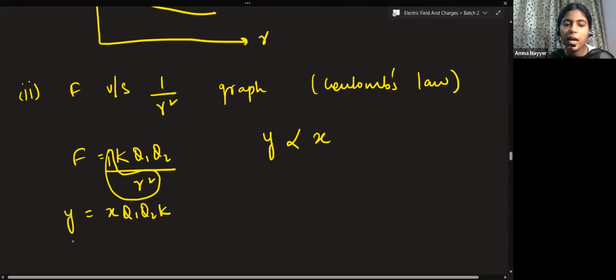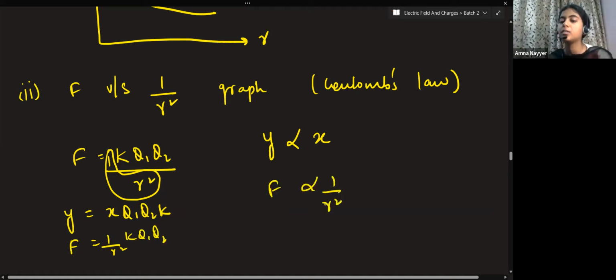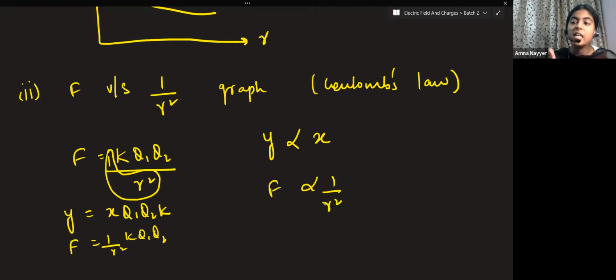Let's substitute the values which I have taken. Instead of Y, write F. Instead of X, write 1 by R square. K, Q1, Q2, you are getting it back. So Y is directly proportional to X here. It means F is directly proportional to 1 by R square. F is inversely proportional to R square, but F is directly proportional to 1 by R square.